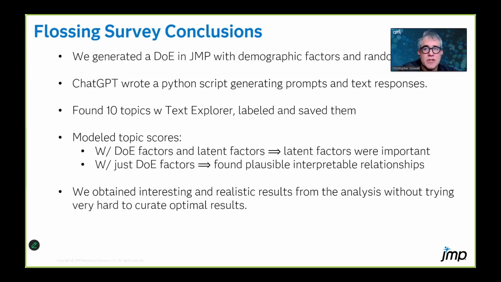To recap, we generated a DOE with demographic factors as a surrogate survey. To get more realistic subject-to-subject variation in the text, we used Big 5 scores as a part of the prompt. ChatGPT made it very easy to write and run a Python script that ran the prompts and accumulated the responses into a CSV file. Overall, this was easy to design and run and was done without any major effort to curate optimal results. Now I'll hand it over to Ron, who's going to go over a more realistic, larger example. Go ahead, Ron.